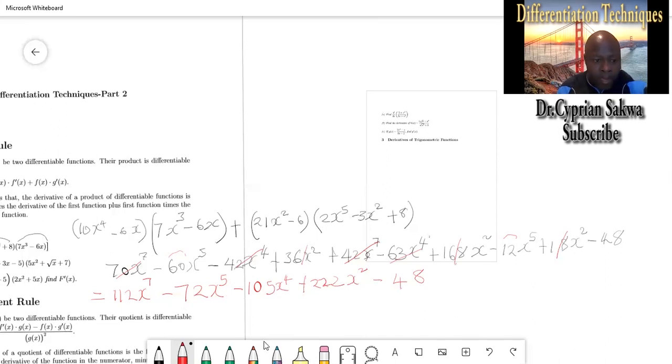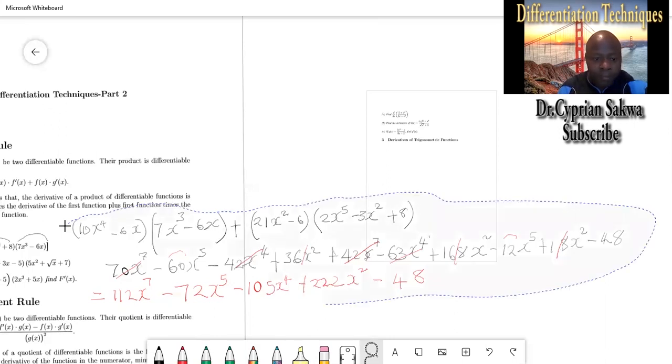Okay, so let's clear this space so that we can do the next question. I want to use the same space to do the next question.